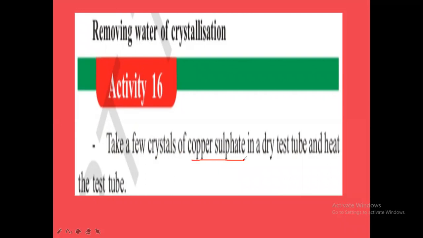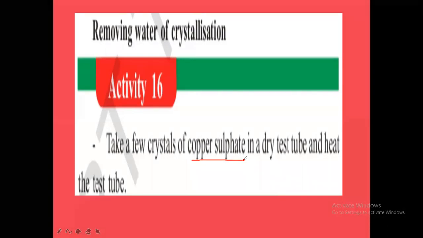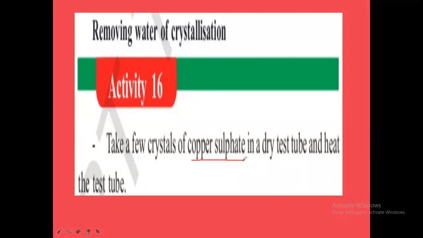CuSO4. Here copper sulfate will also be in the form of CuSO4 5H2O. Remember, CuSO4 5H2O is what? Copper sulfate crystal. In CuSO4 5H2O, how many waters of crystallization are there? 5. That 5H2O can also be removed.